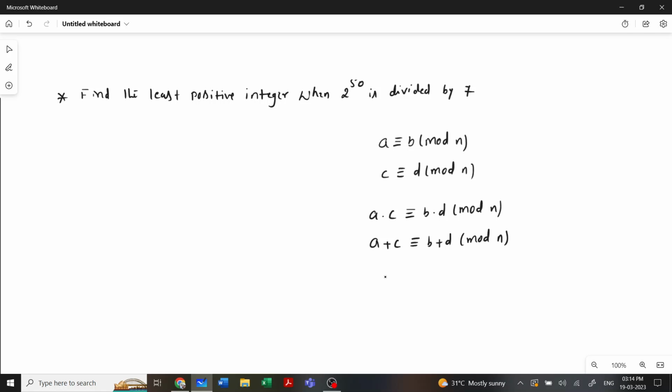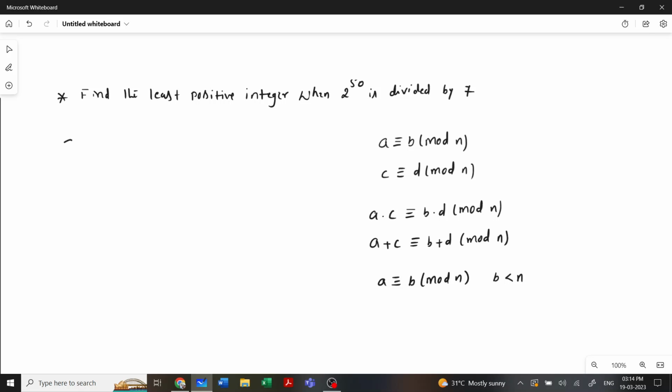And one more thing: as per the basic definition of A is congruent to B in mod n, B should always be less than n. If it is more, then we can divide B by n, and whatever the remainder is, we can enter here. So now we'll come to this problem.